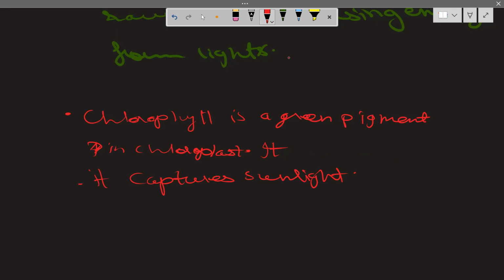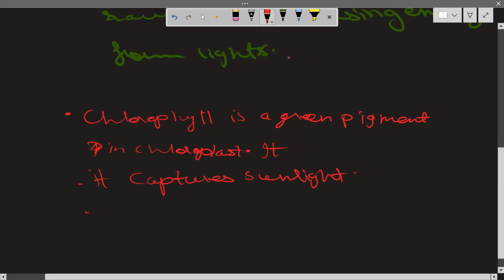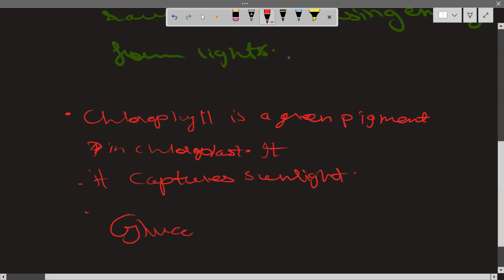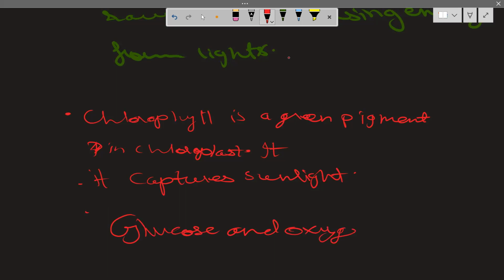Okay, so the third point is how are the products of photosynthesis stored and what are they used for? So what are the products of photosynthesis? They are glucose and oxygen, right? They are glucose and oxygen. Okay.